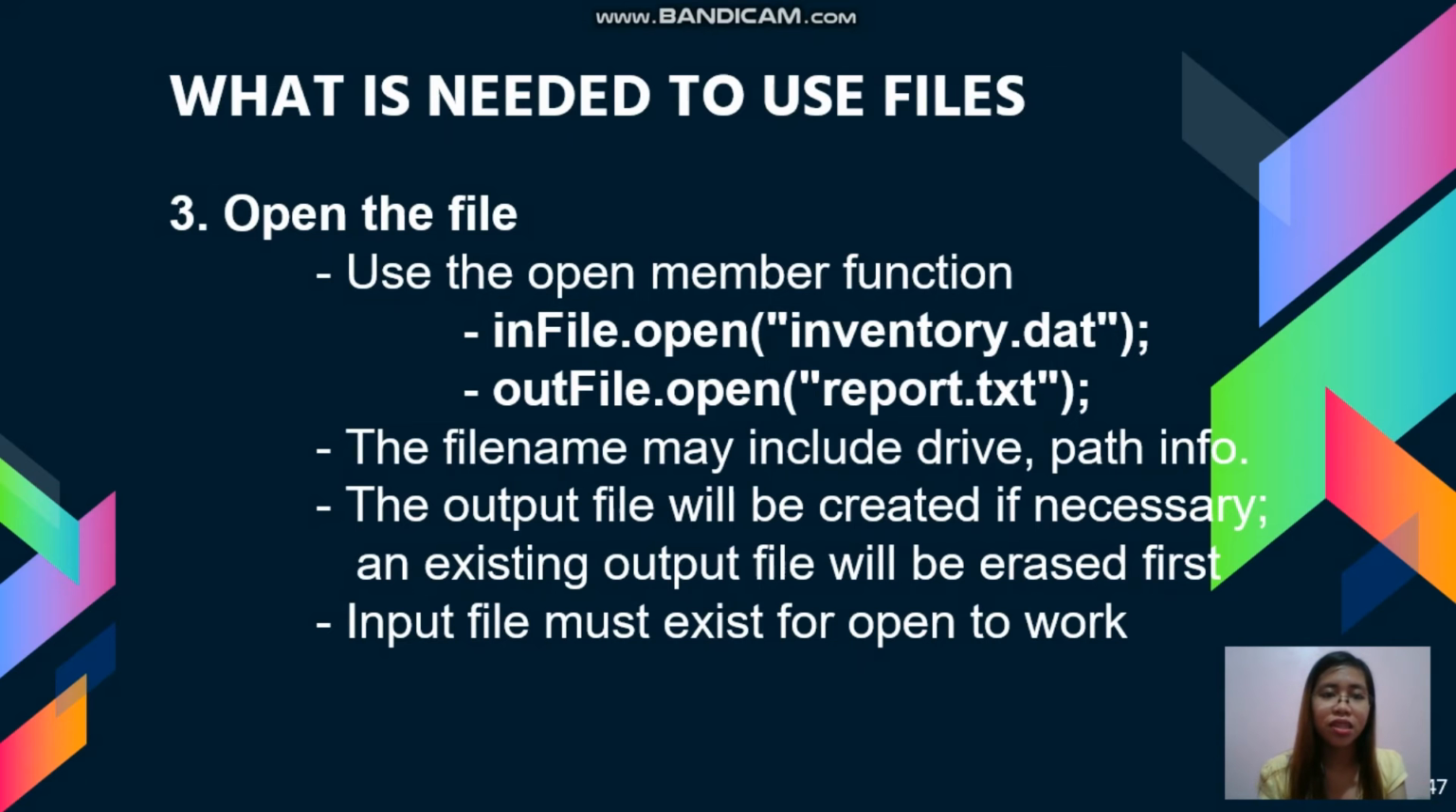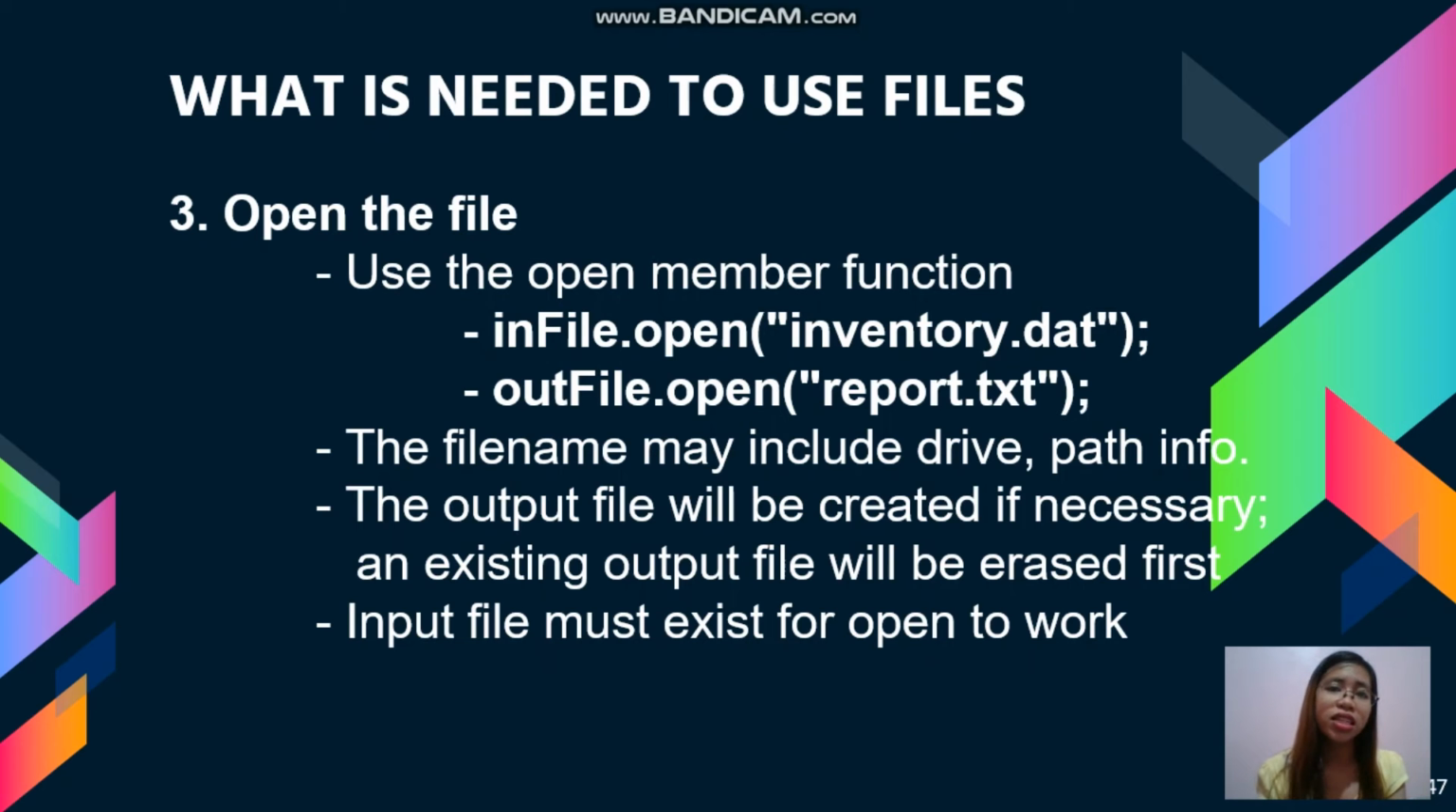The third step is to open the file. Use the open member function: in file, open, inventory.dat, or out file, open, report.txt. The file name may include drive, path, or other info. So if the file is located elsewhere, you can include its path info so the program can find where it is located. The output file will be created if necessary. If we don't have a file that we created in the first place, for example there is no existing file, but you have to open a file to store data, it will automatically create the file for you.